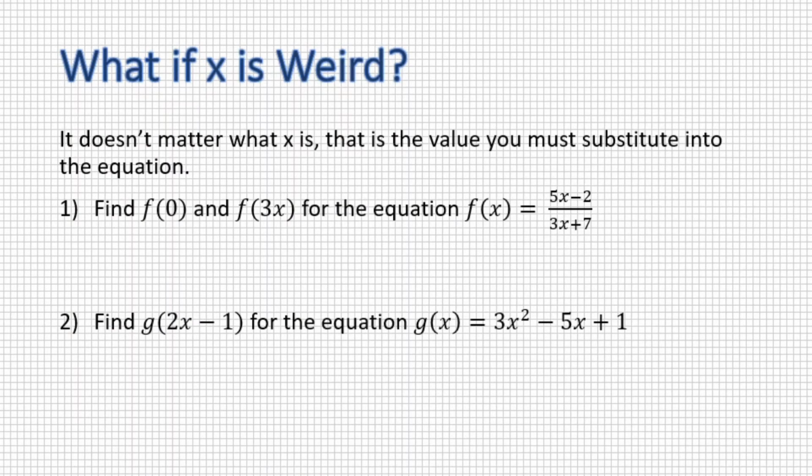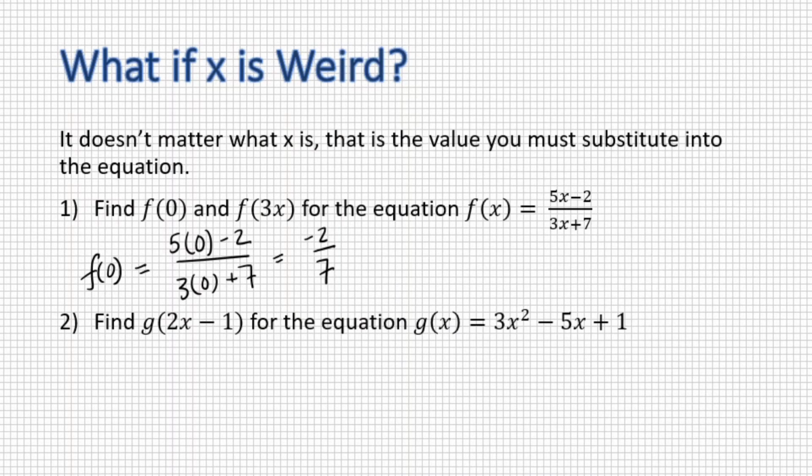So we've been saying find f of 1 or f of -7. Sometimes the things we want to find the function of are algebraic. They have variables in them themselves, and we're not going to get a y value that is a number. We're going to get an algebraic expression. So looking at number 1 here, if I want to find f of 0, same thing we've always done. And we're going to get -2/7.